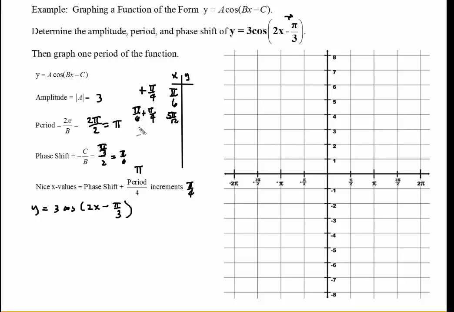And then 5 pi over 12 plus pi over 4 would give us next 2 pi over 3. That would reduce, and then 2 pi over 3. So if I keep adding pi over 4 to this, my next one will be 11 pi over 12.